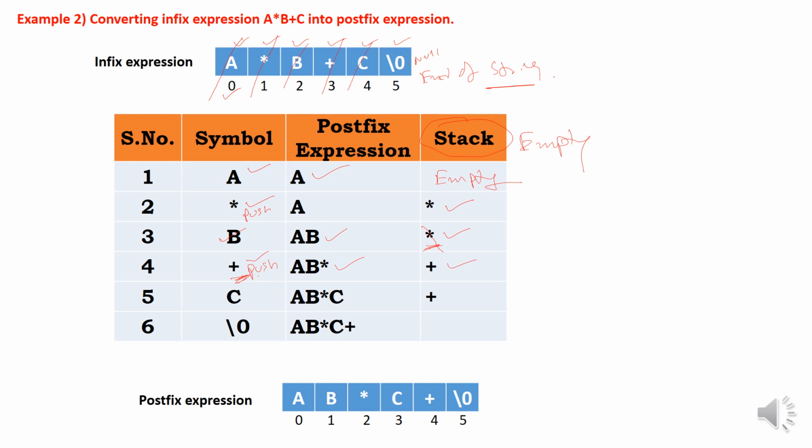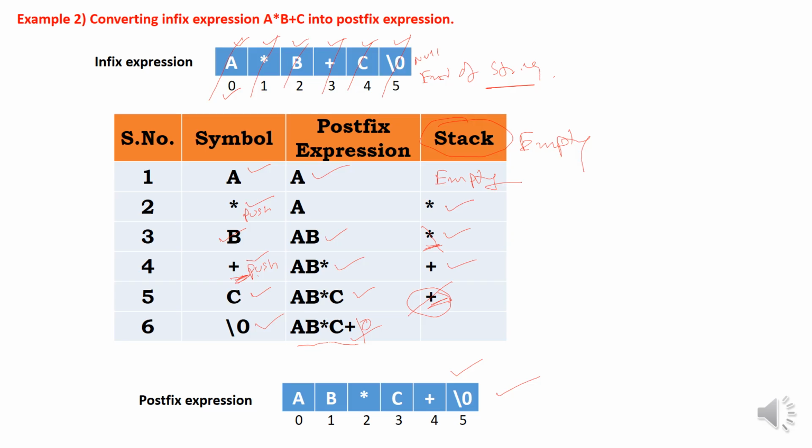Then read the next character C. Is it an operand? It is an operand, not an operator. So if it is an operand, simply add it to the postfix expression. Now the stack contains only one character. Then read the next character, backslash 0, which indicates the end of the infix expression. Once you reach the end of the infix expression, simply pop all the characters from the stack, that is, pop plus and add it to the postfix expression, so that A B asterisk C plus will be your postfix expression. If you want to make it a string, add one more character, that is the null character \0. So A B asterisk C plus \0 will be your postfix string.